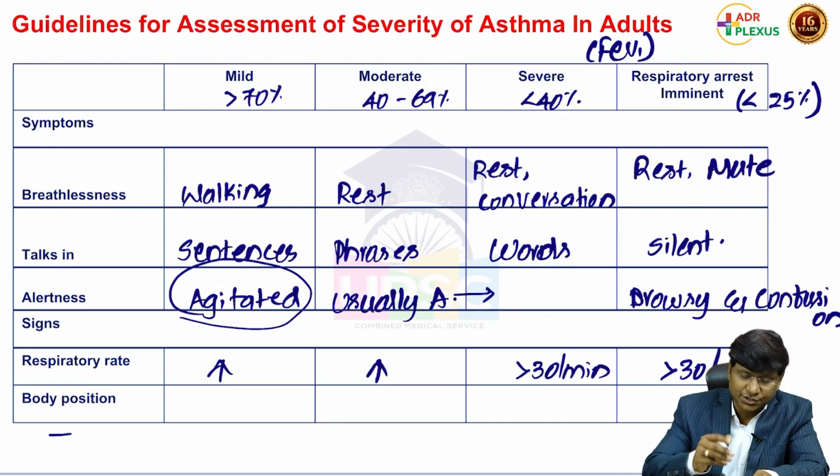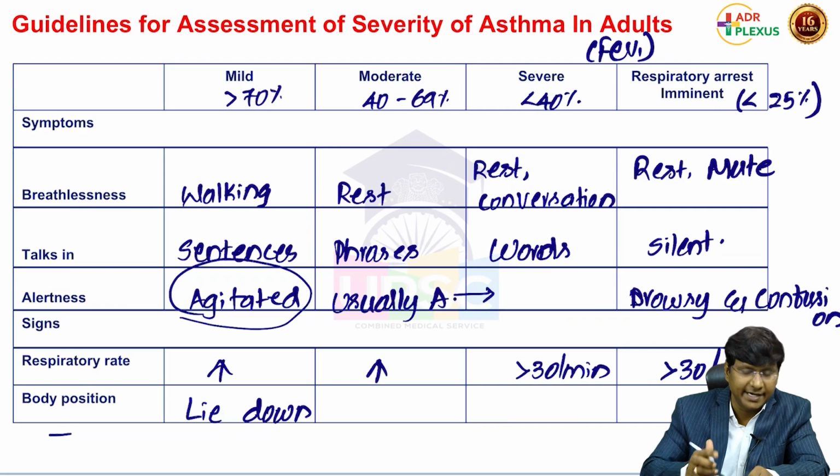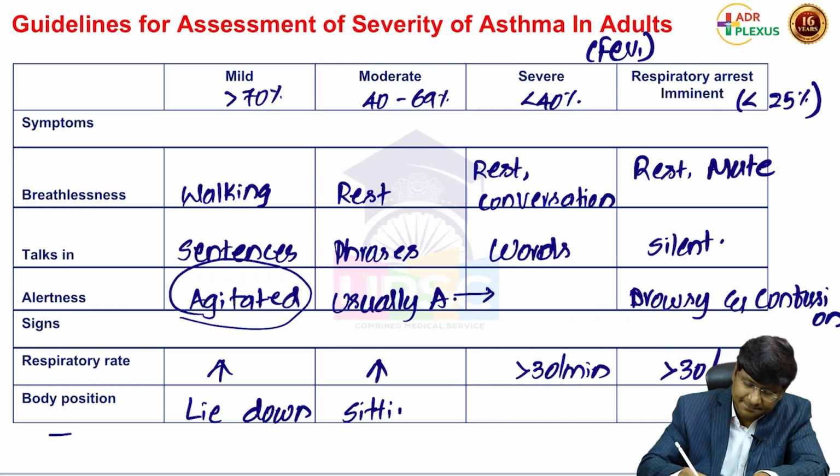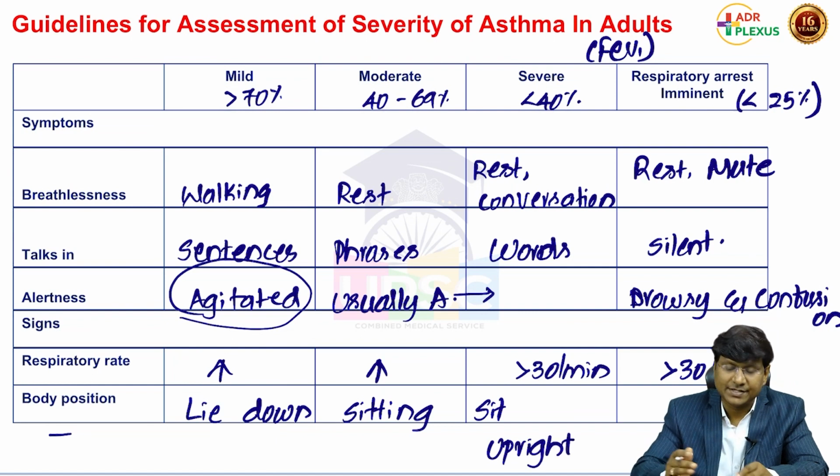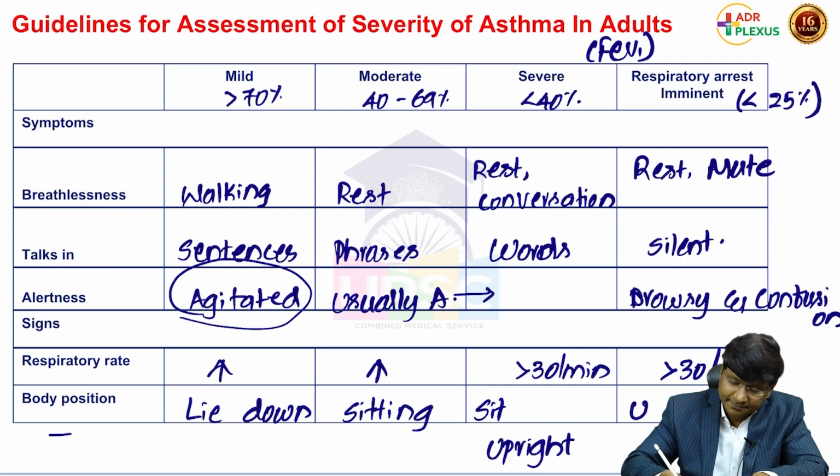And if you take the body position, in case of mild, these patients can lie down in supine position, whereas in moderate, these patients prefer sitting, whereas in severe, they completely sit upright. Whereas in respiratory arrest, the individual is unable to recline.